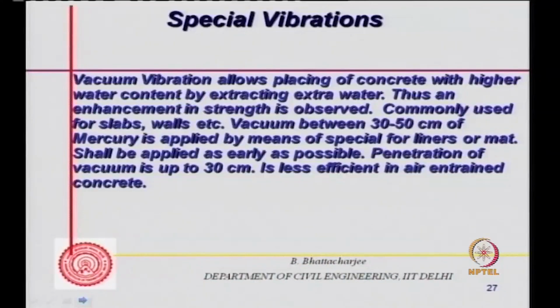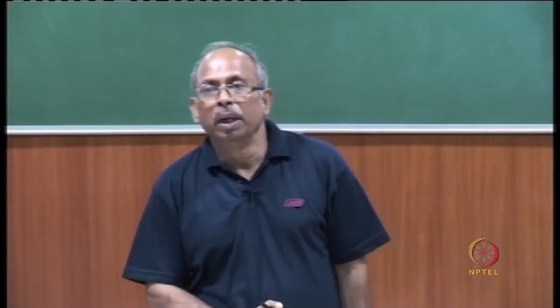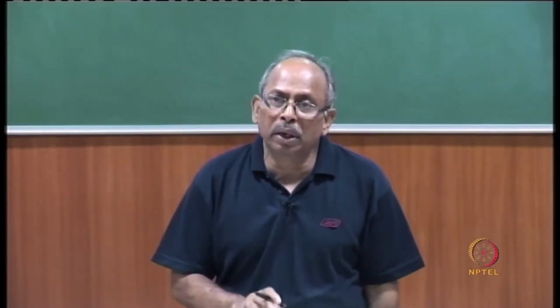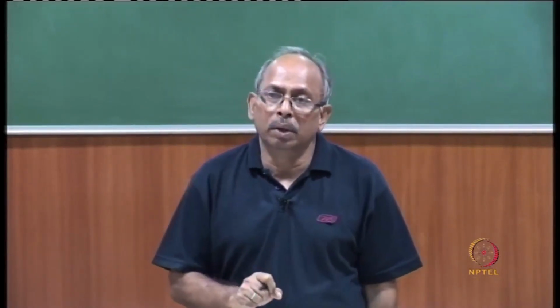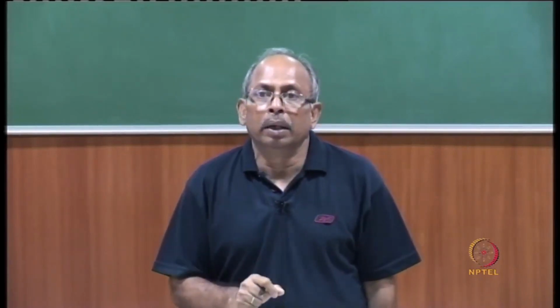So, placing concrete with higher water content, then you extract the extra water. Strength is improved. Commonly used for slabs and walls, a vacuum between 30 to 50 centimeters of mercury is applied by means of special liners of material which allow water to come out, but the solids will be kept. So you have a mat placed on top of the concrete, and then water is evacuated out. It's through the vacuum that water is taken out.